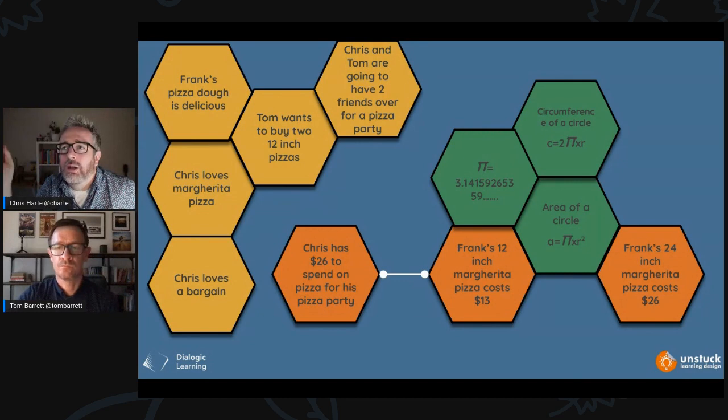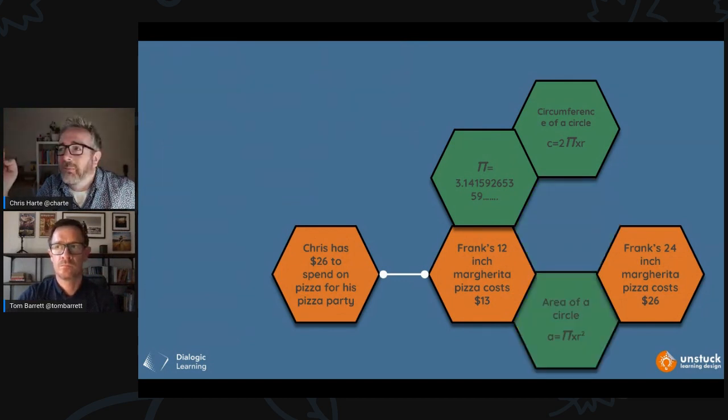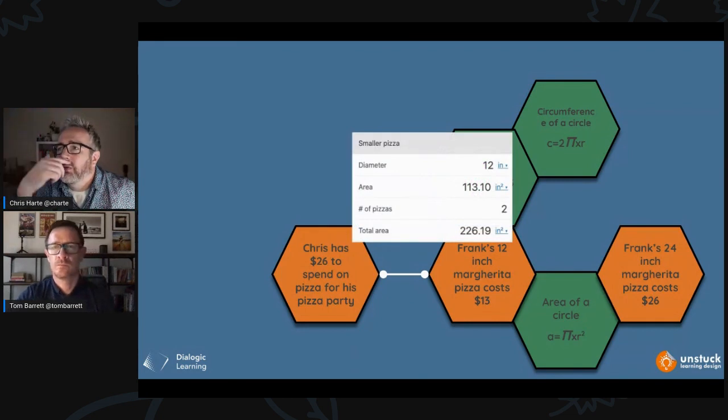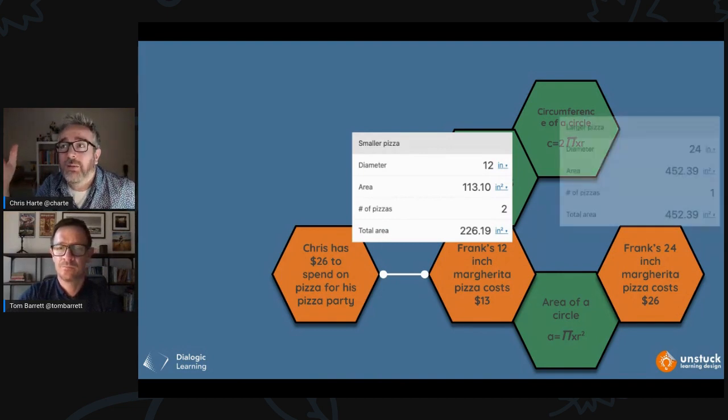And suddenly when we start to do the maths on the next visualization, we're like, okay, let's do this maths. The smaller pizza of 12 inches would give you 113 square inches of area. But if I've got two of those pizzas, that's 226 square inches. So just to repeat that, if I buy two 12-inch pizzas, I'm going to get 226.19 square inches of pizza. That's a lot of pizza. But is it, Tom?